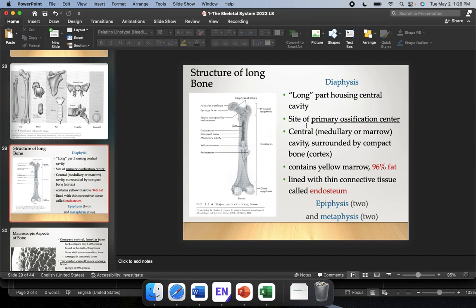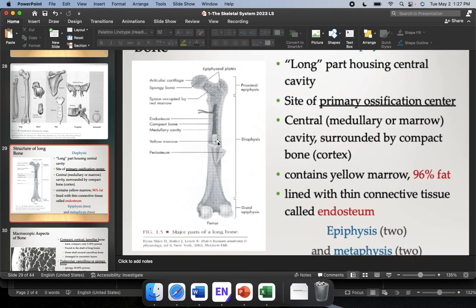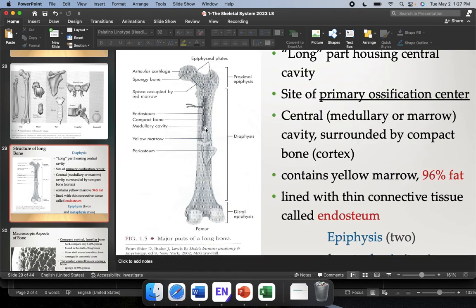Okay, so inside of the diaphysis, we're going to have a primary ossification center. In each epiphysis, we're going to have a secondary ossification center. Inside of the diaphysis, we're going to have a medullary cavity, which is right here. I'll zoom in a little bit. A medullary cavity, which is going to be surrounded by bone cortex.